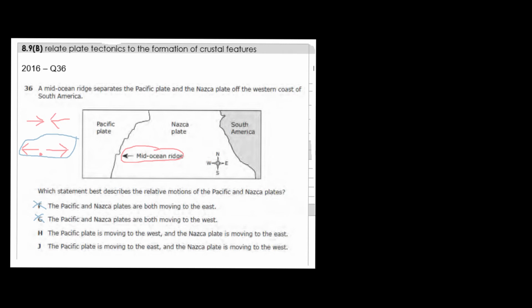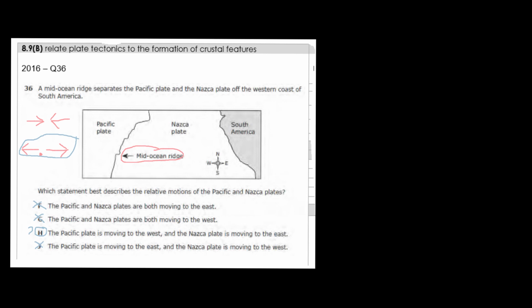H says that the Pacific plate is moving to the west and the Nazca plate is moving to the east. So if the Pacific plate is moving west that way, Nazca plate is moving that or east that way, that would be an ideal answer. So I'm going to put a question mark. J, the Pacific plate is moving to the east, going to my right. The Nazca plate is moving to the west, which is to my left. That would be a convergent boundary, and we're not looking for that. So I can eliminate J. So my correct answer is H.